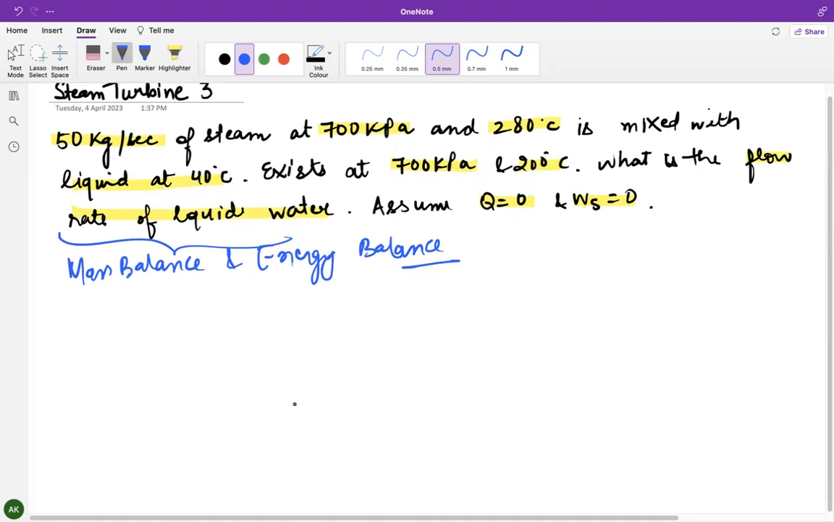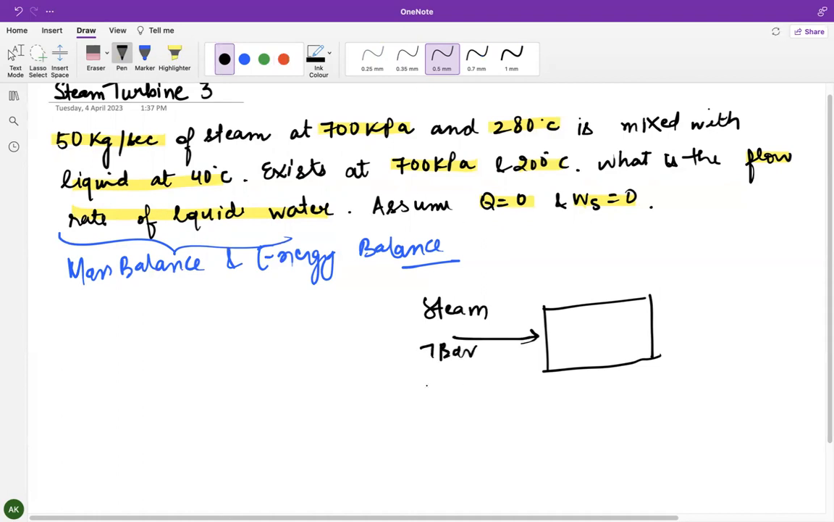The diagram for this question, if we make it, is like this: you have steam entering at 700 kilopascals, which is equal to 7 bars, and 280 degrees Celsius. And what is the flow rate? 50 kg per second, so the flow rate of the steam is known.